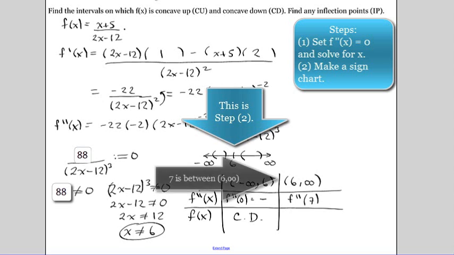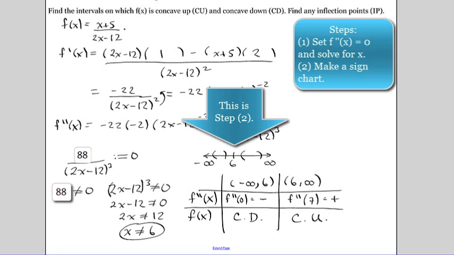Now a number between 6 and infinity, let's pick 7. If we plug 7 into the second derivative, we get a positive number, which means that f of x is concave up. Now we have a change in concavity at x equals 6 because we're going from concave down to concave up. So you might think initially that x equals 6 is an inflection point. But remember that x cannot equal 6 because 6 is not in the domain of the function. Remember, it gives 0 in the denominator. So we would say there are no inflection points.